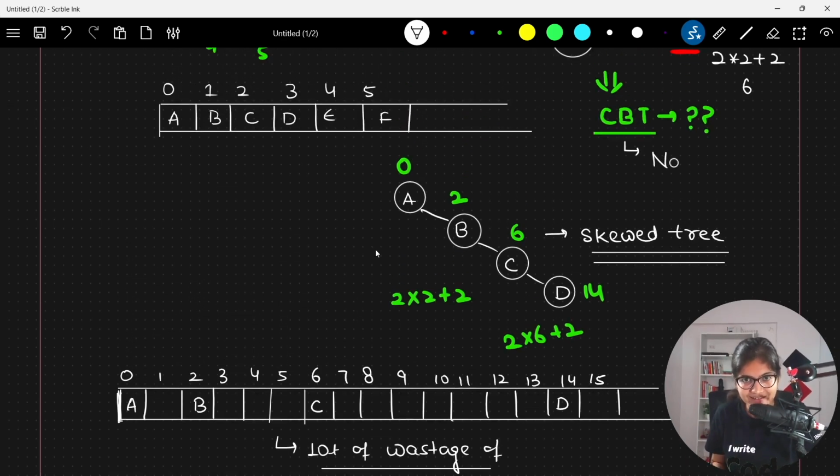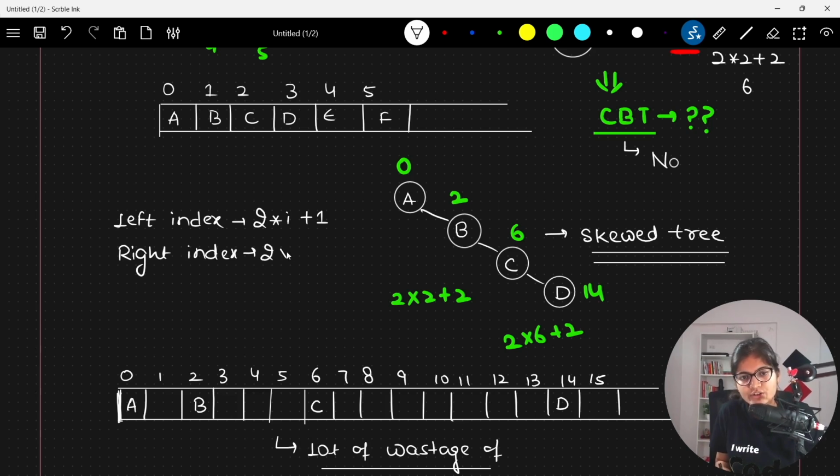How am I getting these indexes? Same formula. If I want to calculate the left index, I use the formula 2 into I plus 1. If I want to go for a right index, I use the formula 2 into I plus 2.